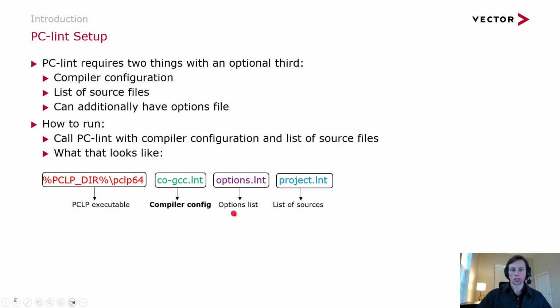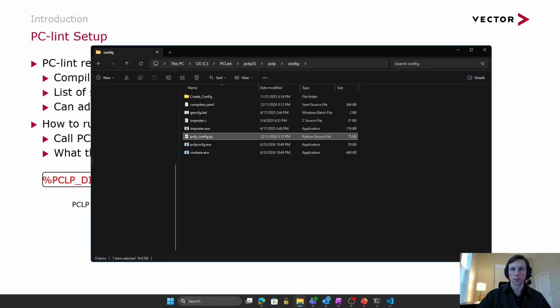So this begs the question, how do we get this compiler configuration that's necessary for PC-lint to work? Well, the method I'm going to show you today to generate the compiler configuration is by utilizing the pclp_config.py script. And this can be found within the config directory of your PC-lint install, as you can see here. So this method's actually very quick and very easy and can give you a working compiler configuration in only a couple minutes. So now we're going to move on to how you can actually use this script.